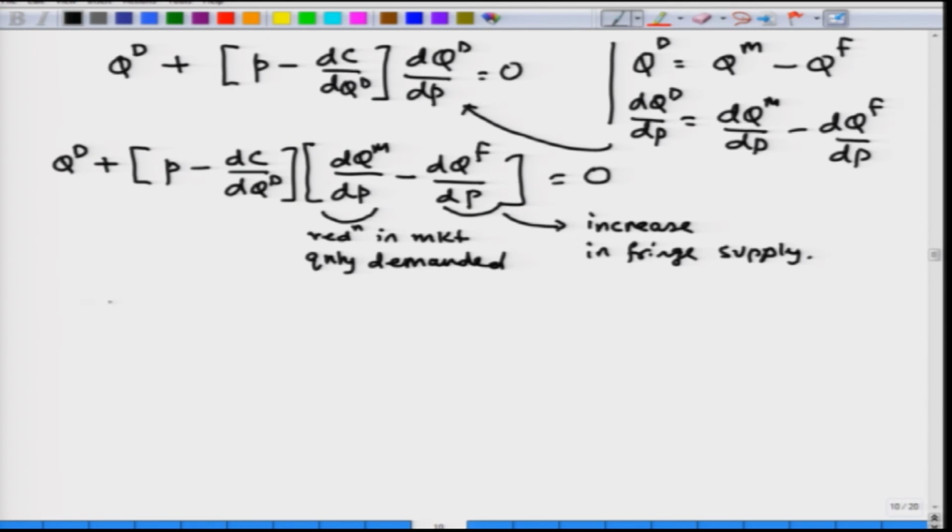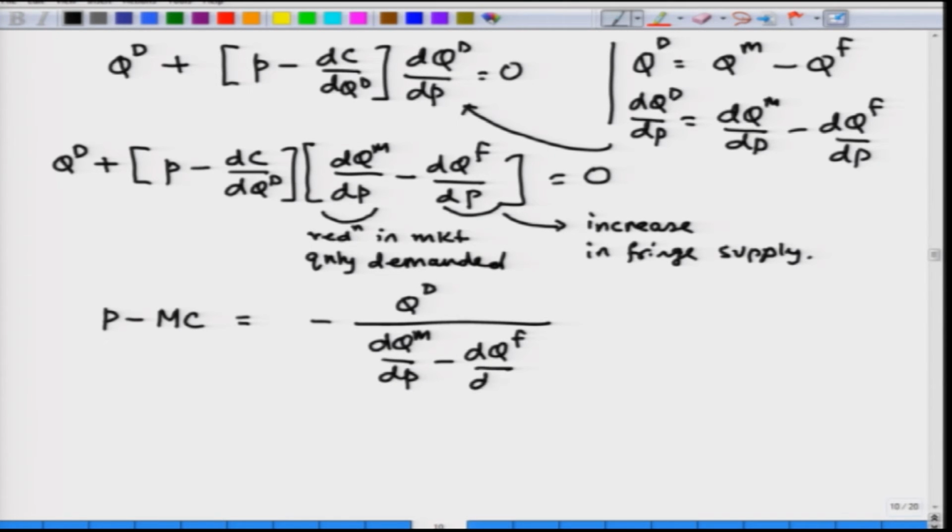Essentially we would now know that P minus, we will call this the marginal cost and save some space, so dC dQ is essentially the marginal cost, is equal to minus QD divided by this bracketed term, which is dQM dP minus dQF dP.